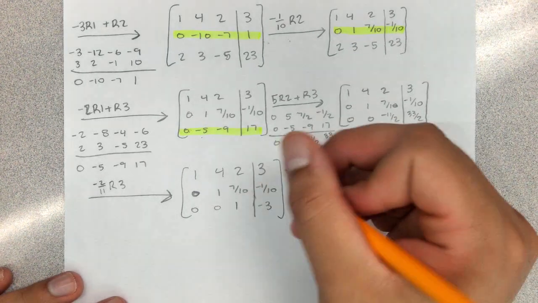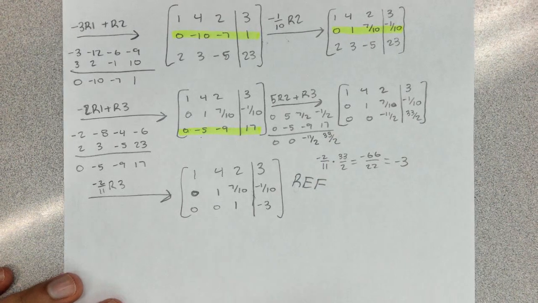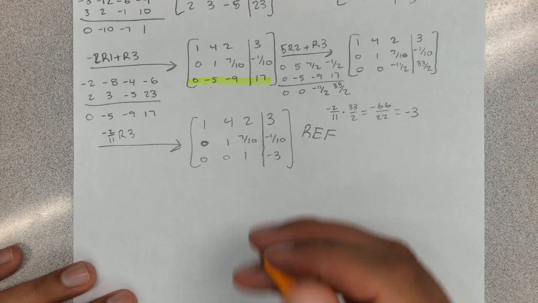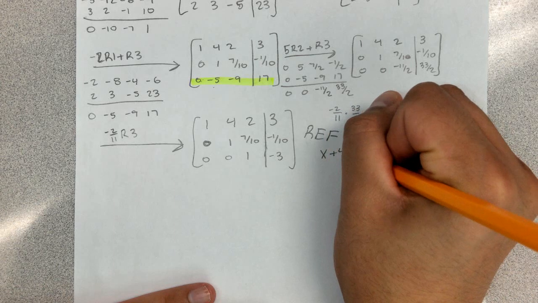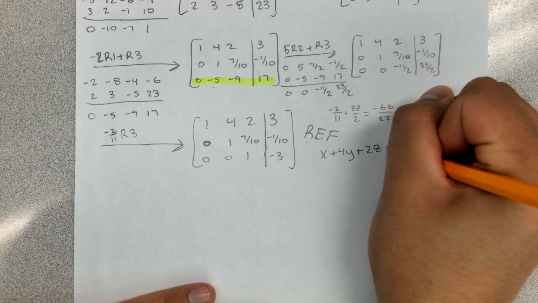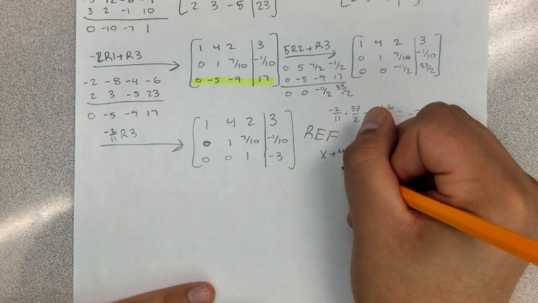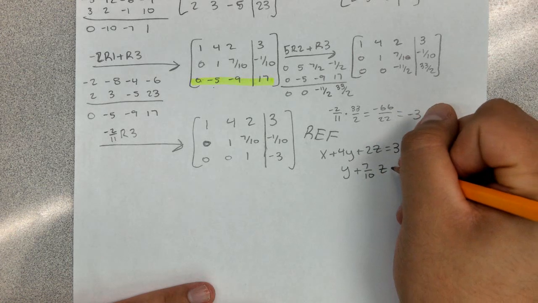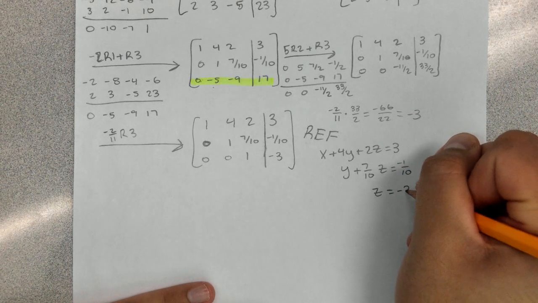Alright, so we're done with the matrix. We have it in row echelon form, REF. Now let's convert it back to a system and then solve for x and y. So this is going to be 1x plus 4y plus 2z equals 3. 1y plus 7 over 10 z equals negative 1 over 10. And then z equals negative 3.